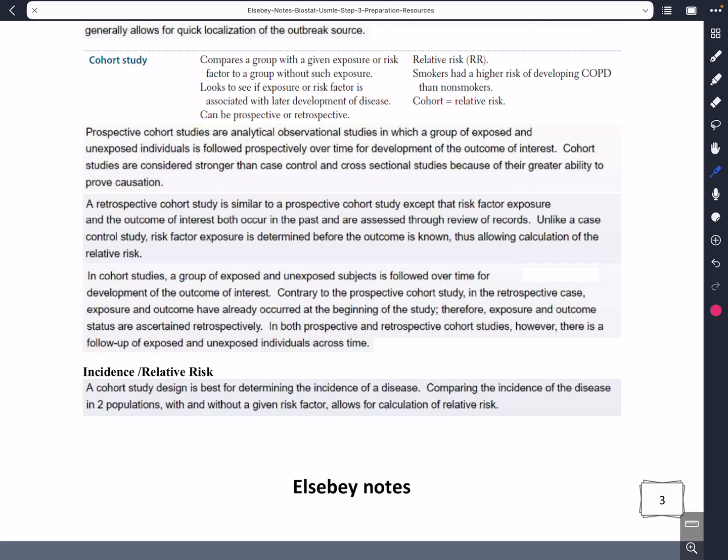Incidence and relative risk. A cohort study design is best for determining incidence of a disease, comparing the incidence of the disease in two populations with and without a given risk factor, allowing for calculation of relative risk.